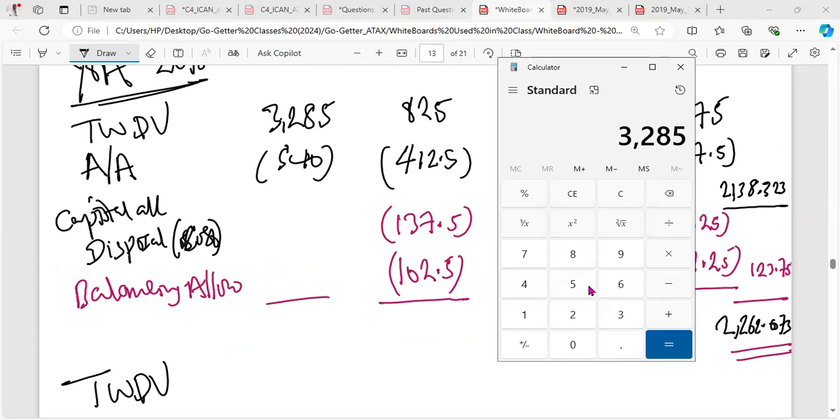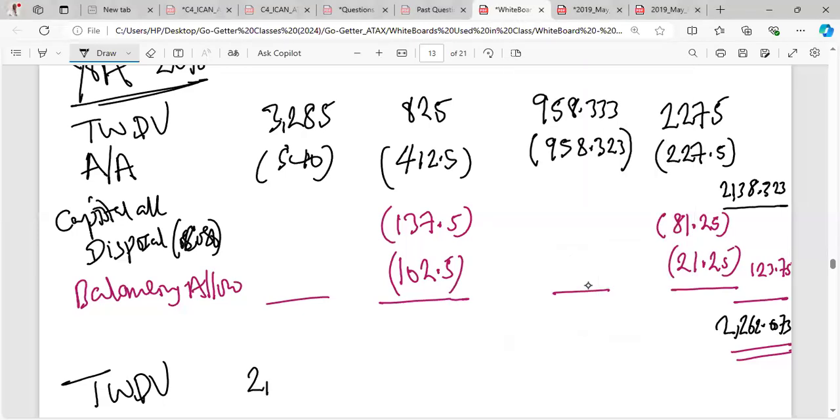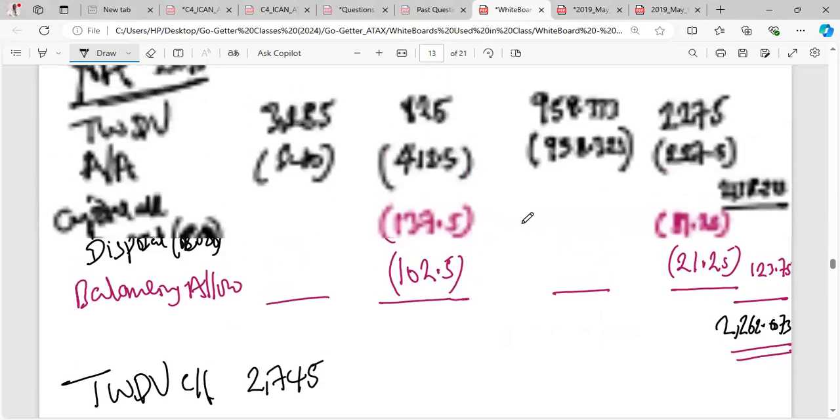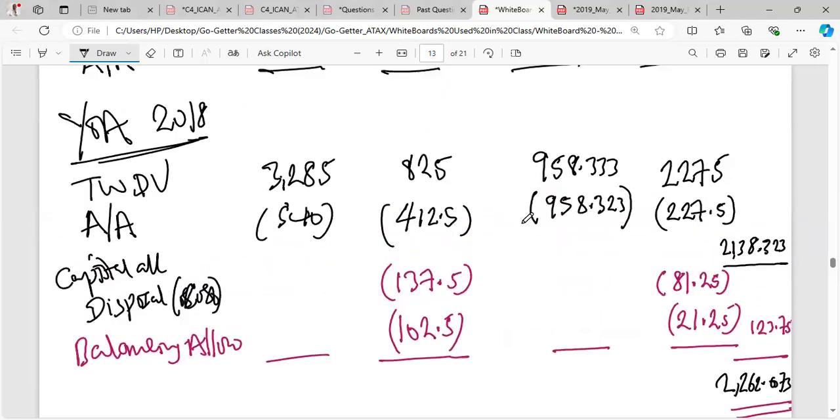3,285 minus 540 gives us 2,745. We don't need this figure. So this is the tax written down value carried forward. We don't need this figure. Computing it for computing's sake will not add anything to your mark.